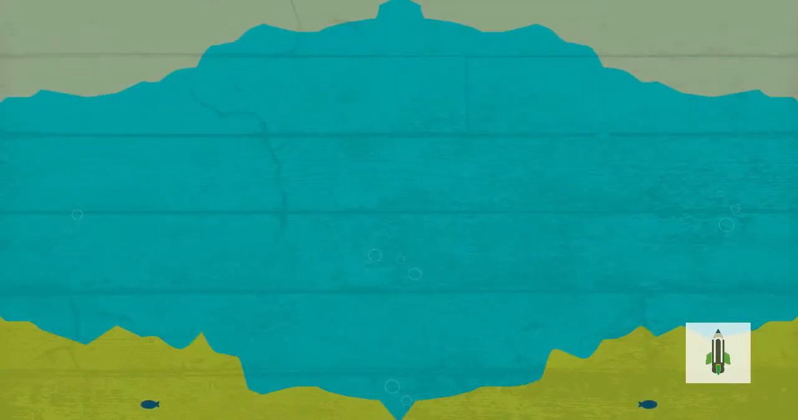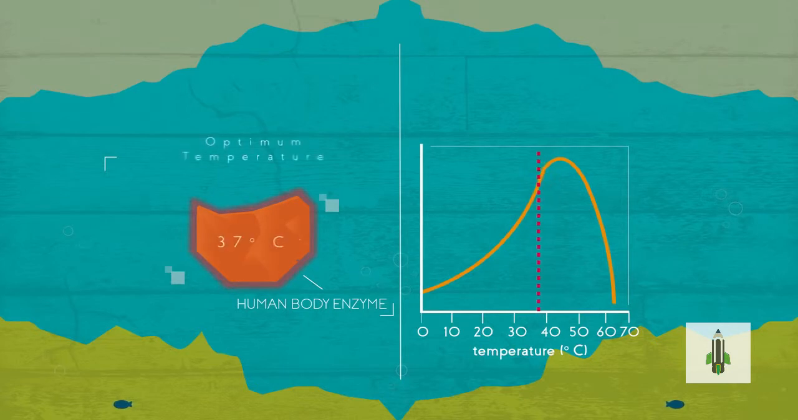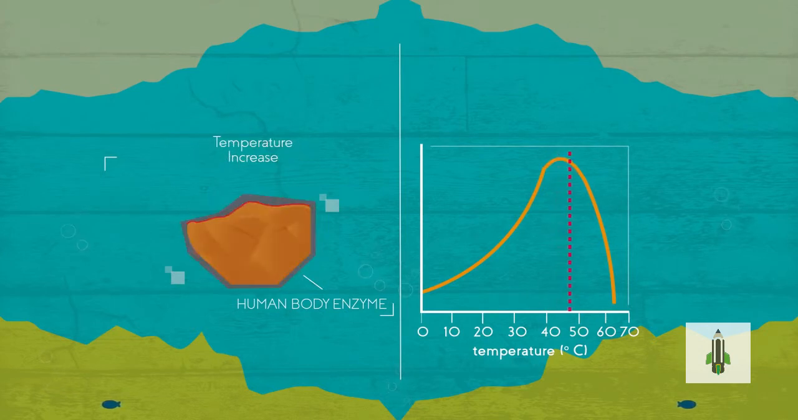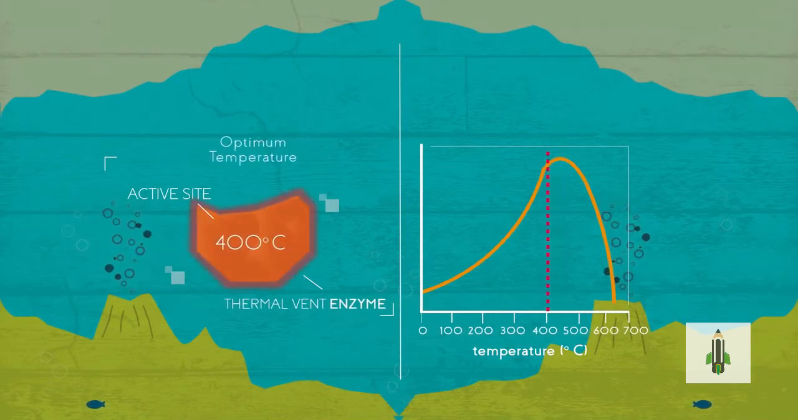So, for example, if the temperature of the environment is too high for the specific enzyme, it may become denatured. Typically, enzymes that operate in warm-blooded animals tend to have an optimal temperature of 37 degrees Celsius, which is body temperature. Then, as the temperature rises above that, the rate of reaction rapidly falls because the active site has changed shape, whereas enzymes in bacteria that live in the thermal vents have a much higher optimal temperature.